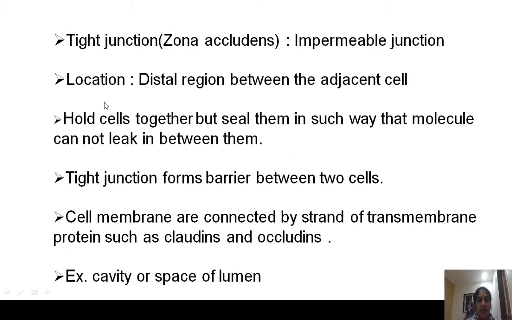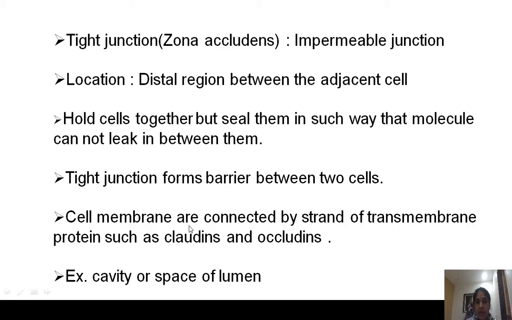Next is the tight junction, known as occludens, which are the impermeable junctions. So the name itself indicates that these junctions are impermeable to ions and molecules. The location of this tight junction is the distal region between the adjacent cells. The tight junction holds the cells together but seals them in such a way that molecules cannot leak in between them. So again, this tight junction forms a barrier between the two cells.